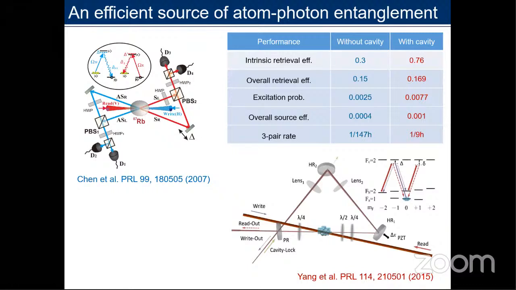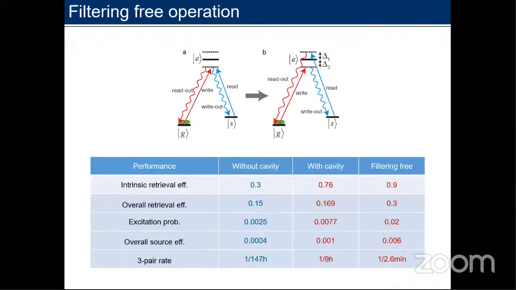With a cavity, the overall source efficiency can be boosted to about 0.1%, corresponding to a 3-pair rate of 1 per 9 hours, which is still infeasible. To further improve the overall source efficiency, we have made a minor modification of the frequency detuning for the control beams, which enable us to use the ring cavity itself to filter out scattering of the control beams. This technique enables us to remove the external frequency filters. Finally, we get an overall source efficiency of 0.6%, which will produce a 3-pair event every 2.6 minutes.